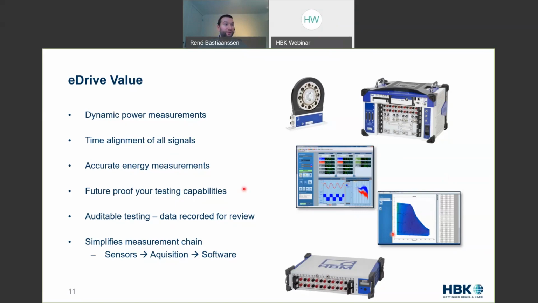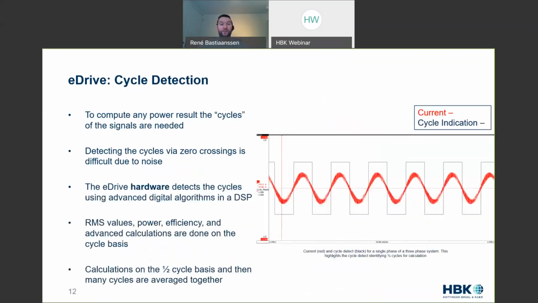So how do we do this dynamic power measurement? To enable us to do a proper dynamic power measurement, we need to have something which is called cycle detection. To compute the power results, the cycles of the signals are needed. If we look at this example here, this is a current signal, it's noisy. So a simple zero crossing detection is not sufficient to measure those half cycles of the current. Those half cycles are what we are interested in, as that's the most dynamic power calculation we can do.